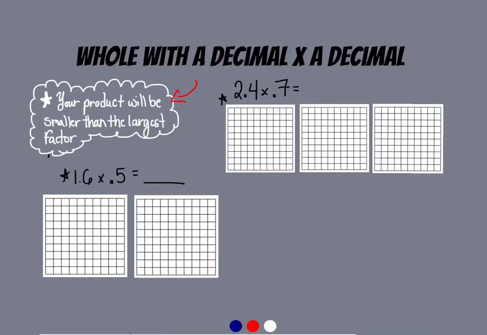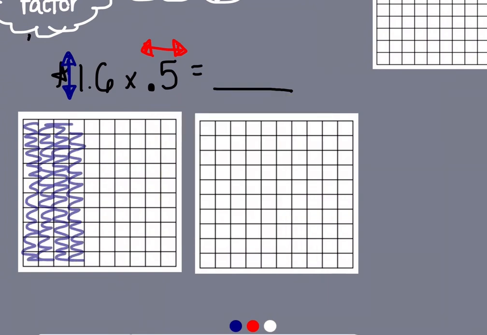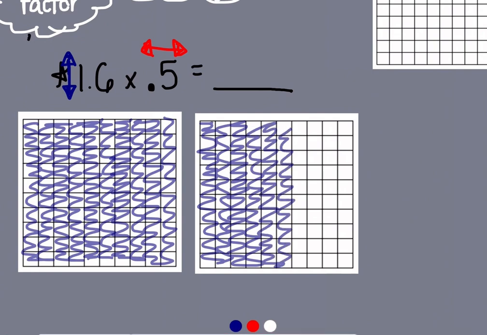Whole with a decimal times a decimal. Now, whenever you're multiplying, your product is going to be smaller than the whole number you start with. So my answer is going to be smaller than 1.6. I'm going to shade in 1.6 vertically in blue, and then I'm going to end up shading 0.5 horizontally across all the figures in red. And that's where I can look at it and see what my product's going to be.